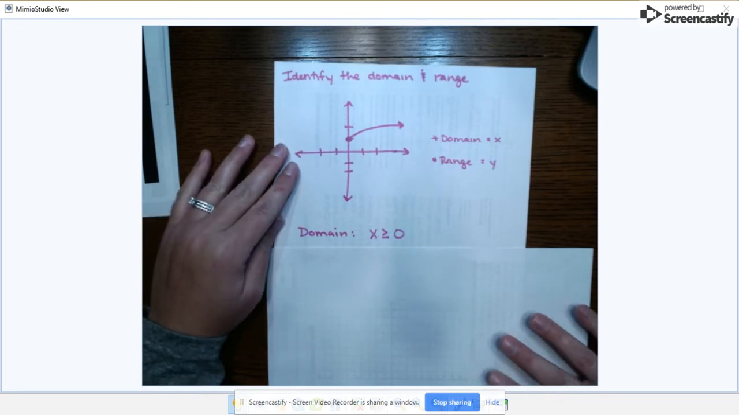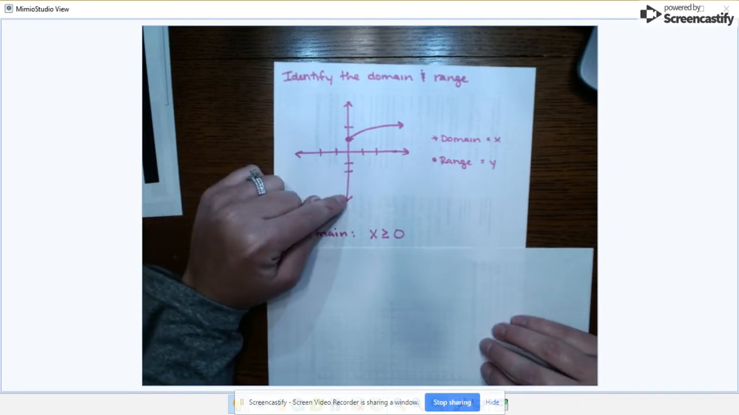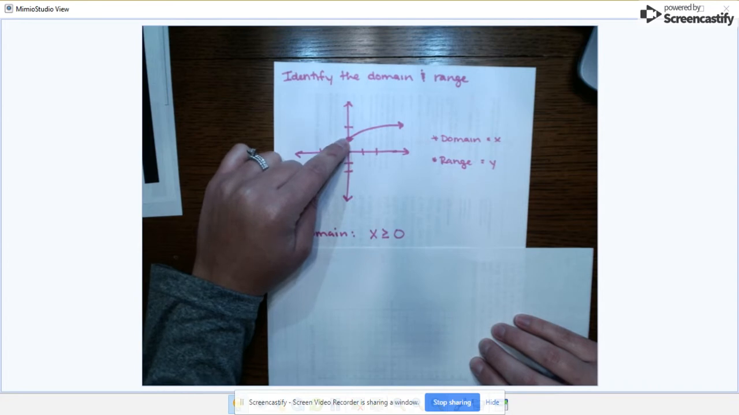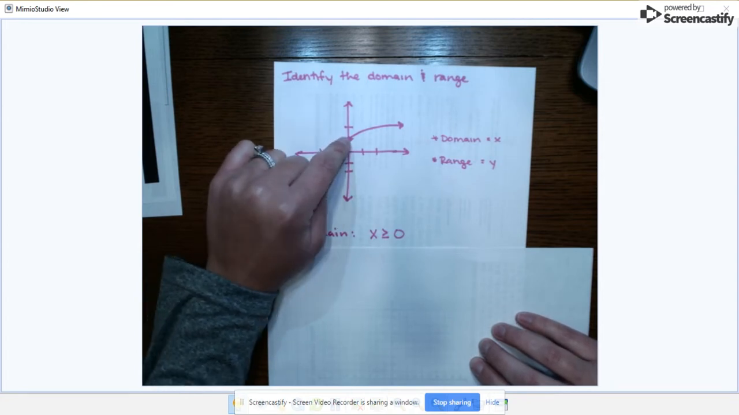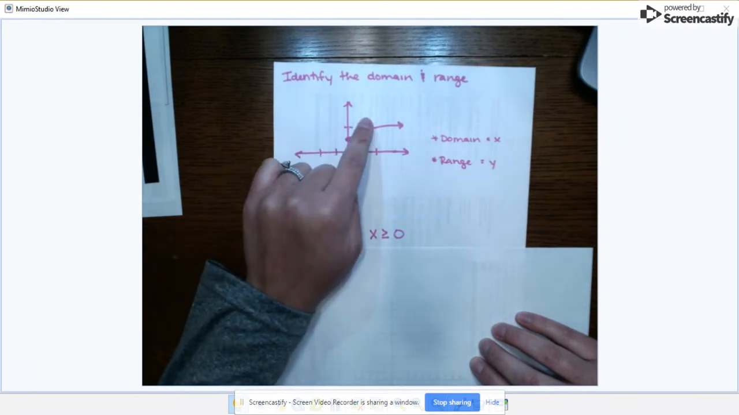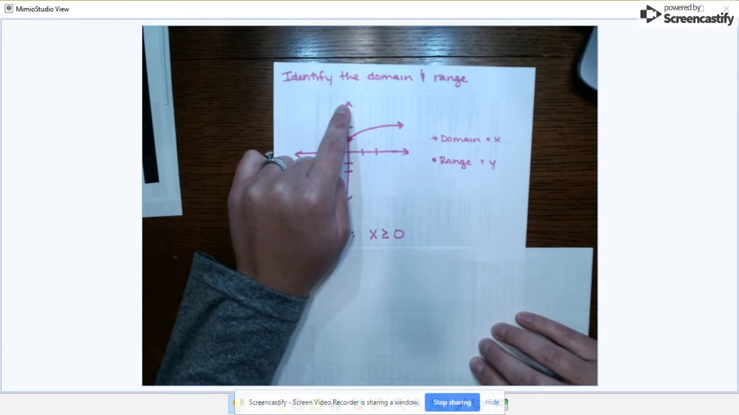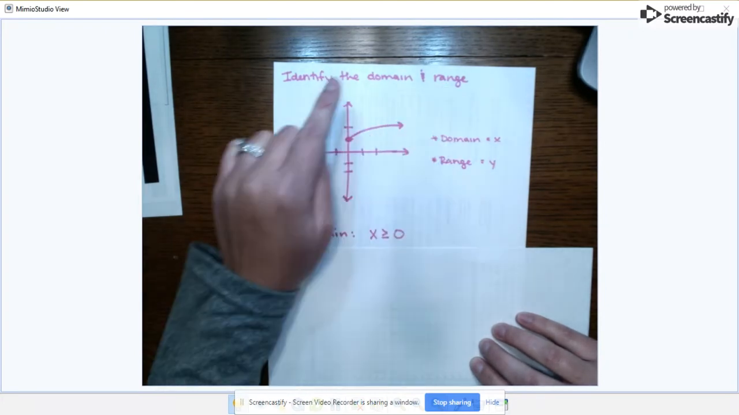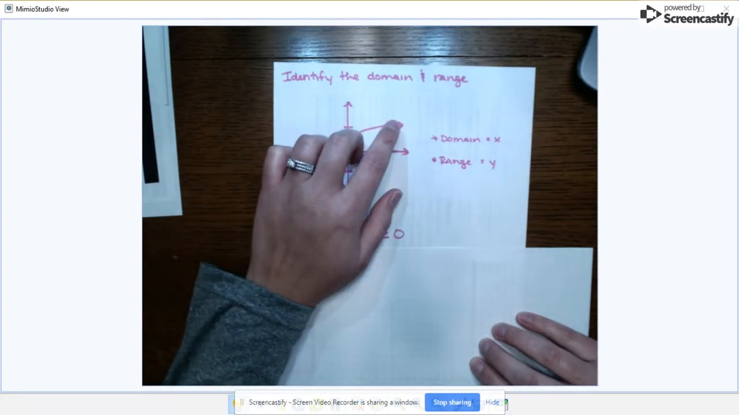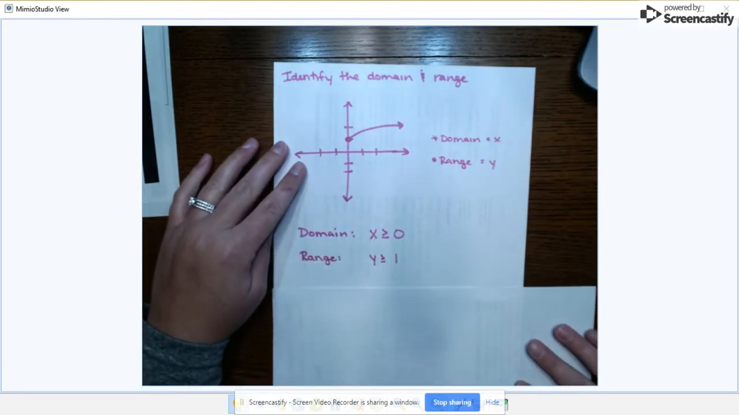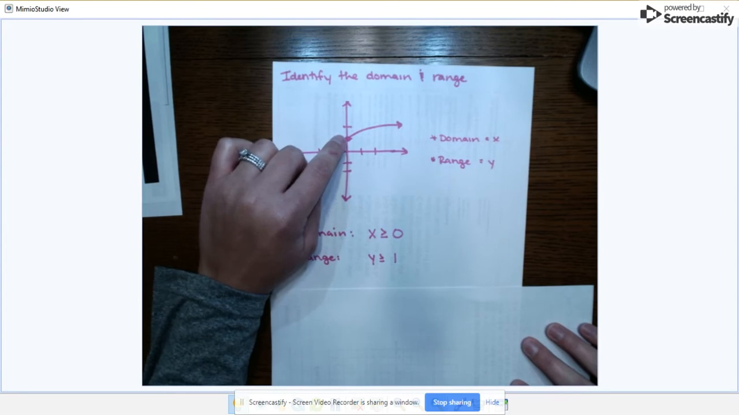Okay, our range deals with our y. So I start at the bottom of my y-axis and I move up. I don't have any y values, no y values, no y values. Here, I hit a y value. Well, that's 1. And then if I keep going up, there are y values that correlate to these positive y values. This is going to continue to grow, continue to go in an upward movement. That's hence the arrow. So we can say that our range is greater than or equal to this positive 1.